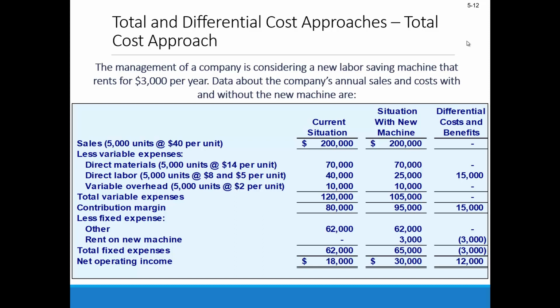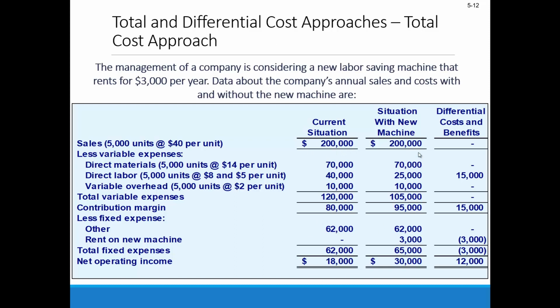So let's assume for a second that the management of a particular company is considering a new labor-saving machine that rents for $3,000 a year. Here's some data about the company's annual sales and costs with and without the new machine. So we can see the current situation on the far left here, their expected sales, their variable costs, their fixed expenses currently, and then their net operating income.